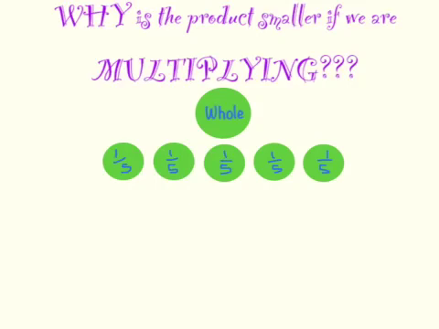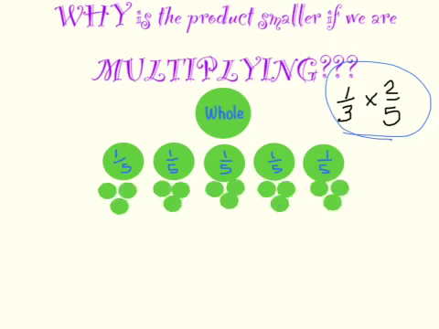I'll use circles. Look at this. This is one whole. So our problem was 1/3 times 2/5, which we learned today we can also say 1/3 of 2/5. So what we're going to do is take our whole and divide it into fifths, 5 equal parts. And then we're going to take our fifths and divide those into thirds so that we can take 1/3 of 2 of our fifths.